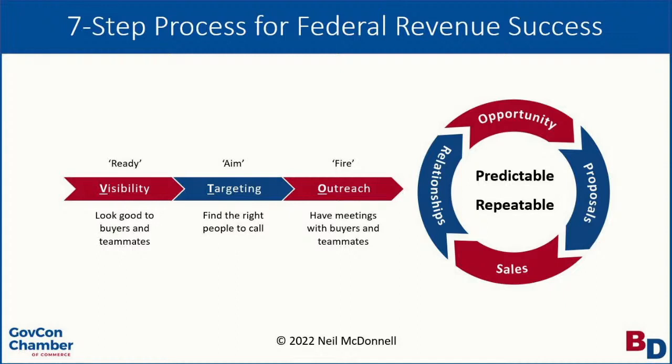The first 3 steps, we call it VTO: visibility, targeting, and outreach. This is the effort of how I begin to go down each one of those paths of revenue. Then over on the right-hand side, that should be really normal to you: I've established relationships in each one of those paths, and I'm going to identify opportunities, write proposals, and win contracts. That's the idea. But keep VTO in your mind as you go forward, because that is the focus for us on how we advise people getting into each one of these paths.